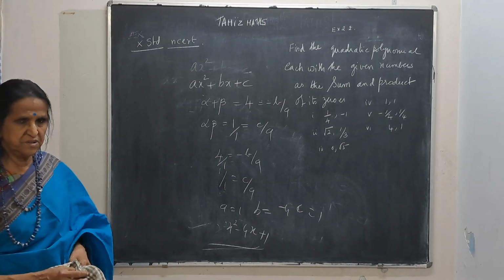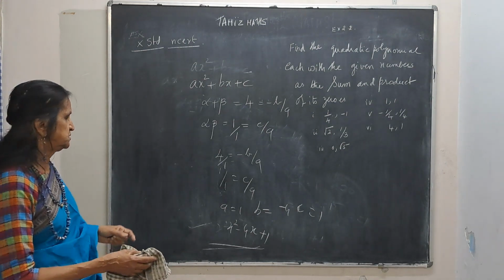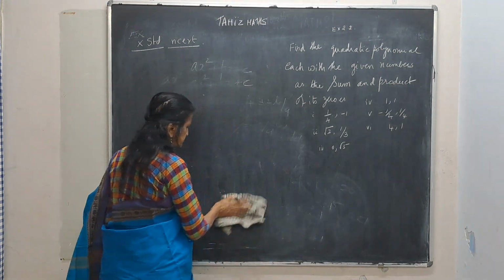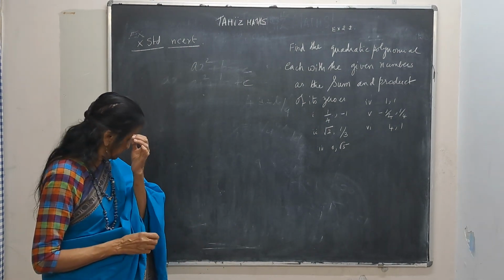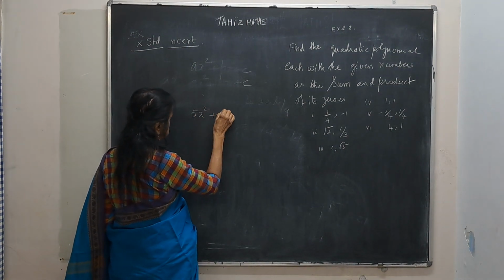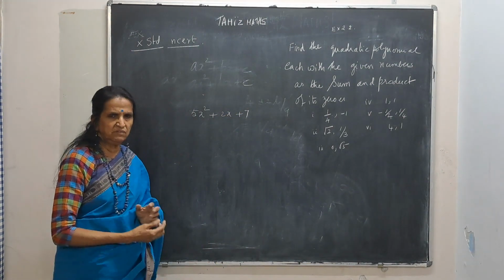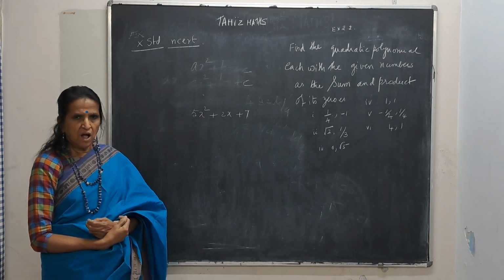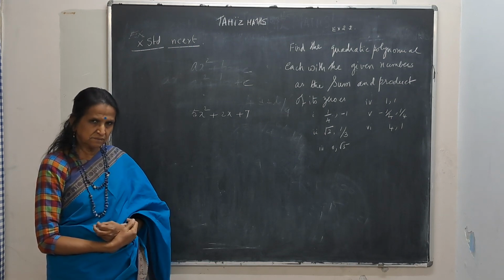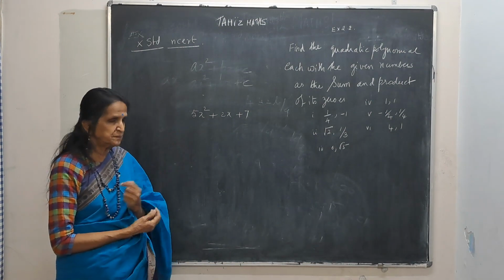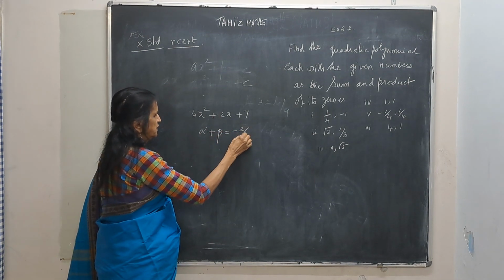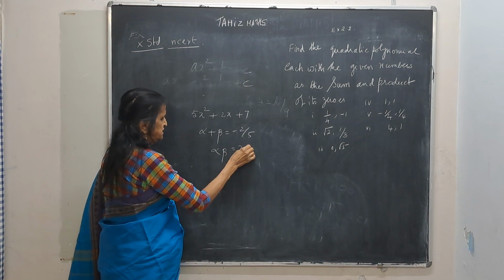Now, in this exercise 2.2, first subdivision I worked. Second subdivision also I have worked. Now, I'll ask you a few questions. If I have a polynomial like this, if alpha and beta are zeros of this, can anybody tell me what will be alpha plus beta? If alpha and beta are zeros of this, can anybody tell me alpha beta? Alpha plus beta will be minus b by a, and alpha beta will be c by a. I just gave this for an example.